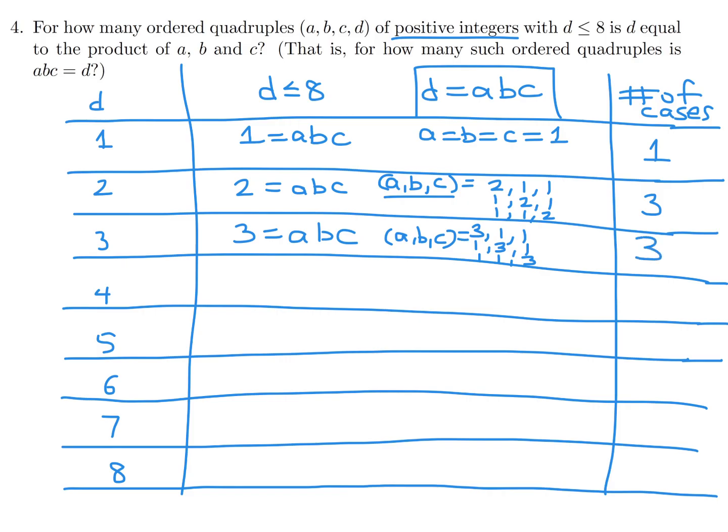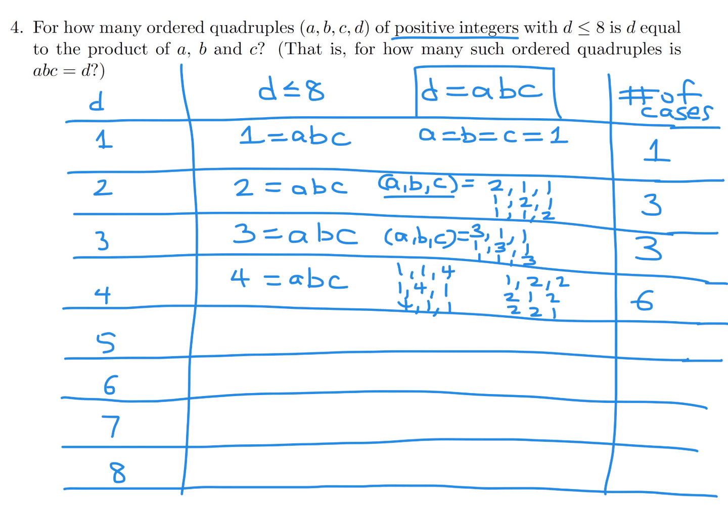And that's 3. And similarly, you just keep going. So if ABC is 4, I guess you'd have the standard 1, 1, 4, 1, 4, 1, and the 4, 1, 1. But then you'd also have a 1, 2, 2. That would also do it. 2, 1, 2, or 2, 2, 1. So that gives me 6 this time.